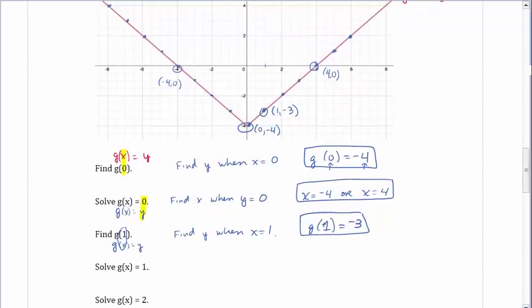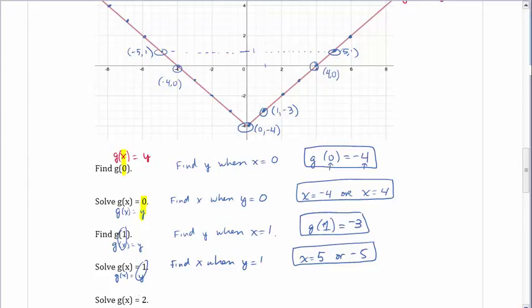And the last, we got two more. Solve g of x equals 1. Again, write it one more time, g of x equals y. This is telling me that a y value is 1. So I want to find x when y equals 1. Here's a y value of 1 up here. So I'm going to go over to my graph right here and over here to the left. There's two x values that make that happen. I think this is the point 5, 1, and this is the point -5, 1. So there are two solutions, 5 or -5.